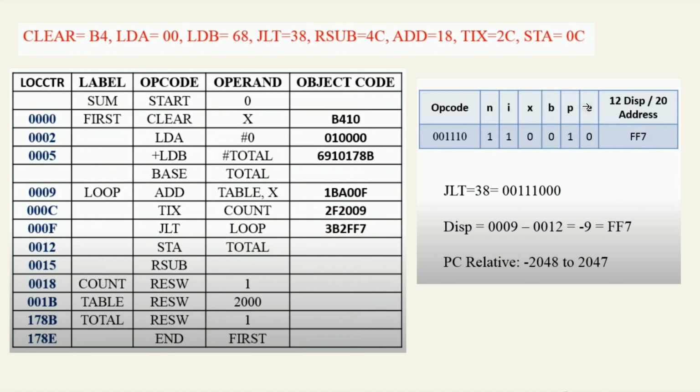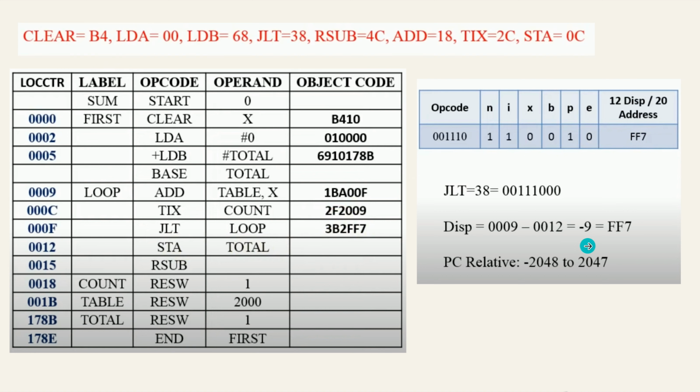Now we have to calculate the displacement. Displacement is again target address minus program counter value. What is the target address for this loop? Loop starts over here, and the address is 0009, correct? So we want to write 0009 minus the program counter value for this statement. This statement's program counter value is 0012, correct? So we have this form, minus 9, okay?